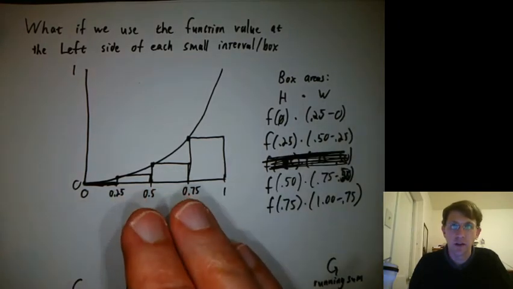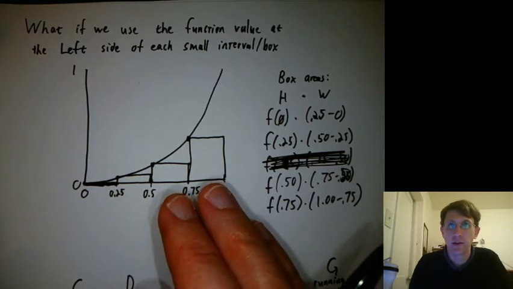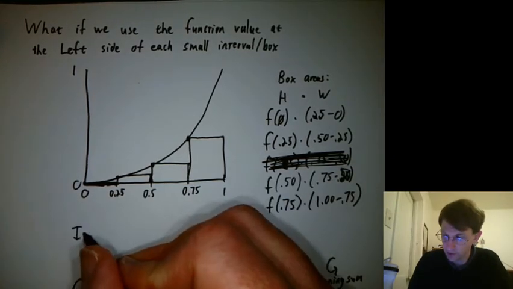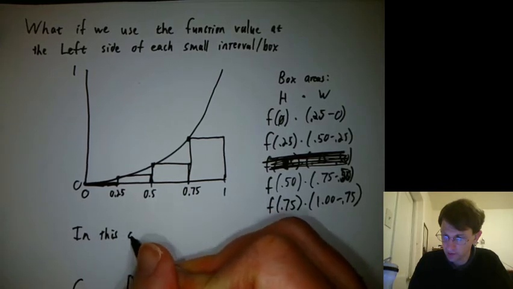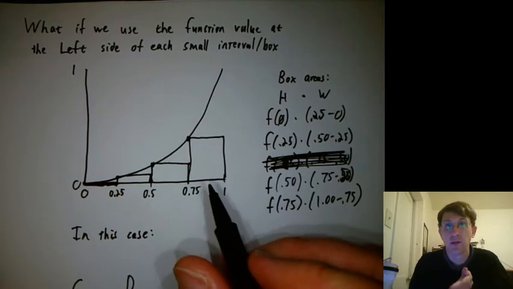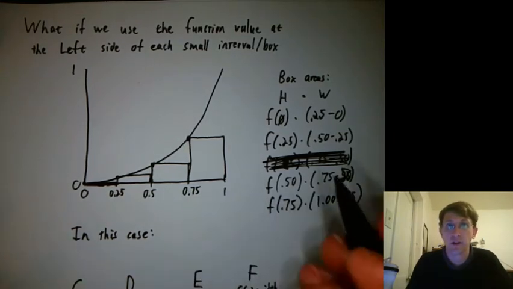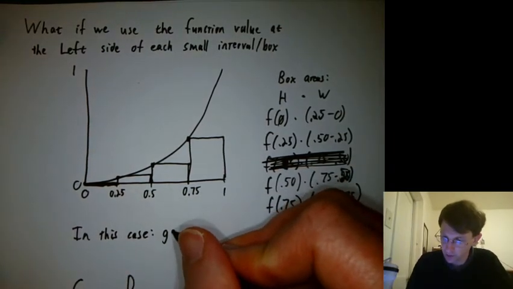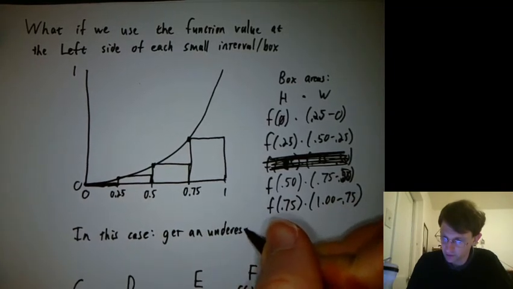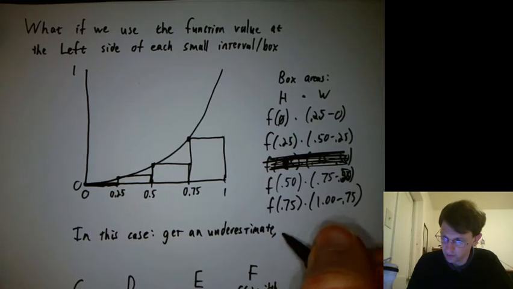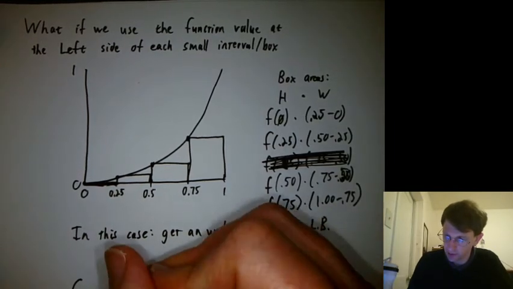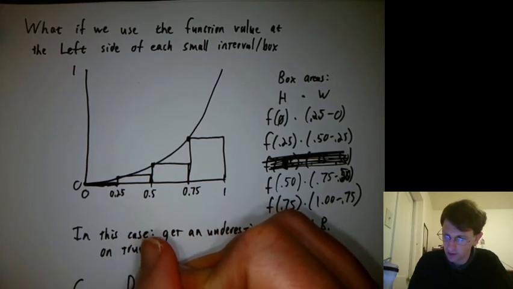And what can you say about how that estimate of the area under the curve relates to the true area under the curve in this case? We get an underestimate or a lower bound, in this case, on the true area under the curve. LB for lower bound on the true area under the curve.